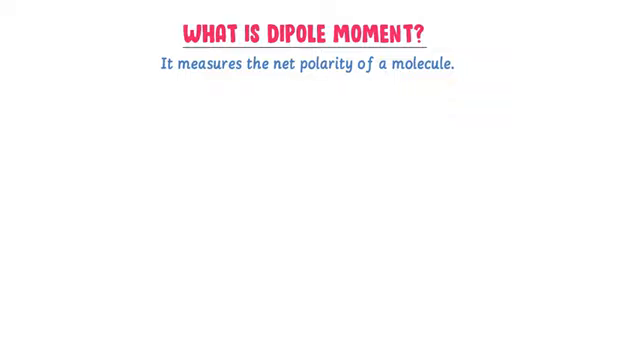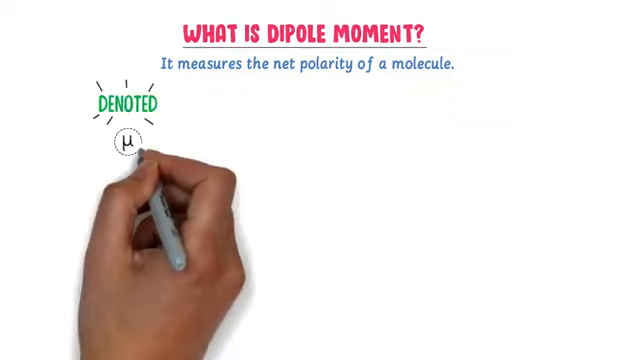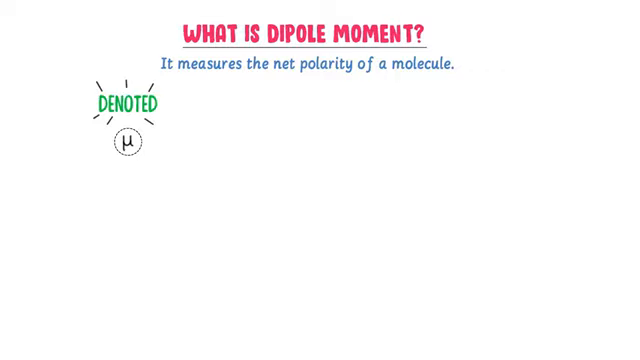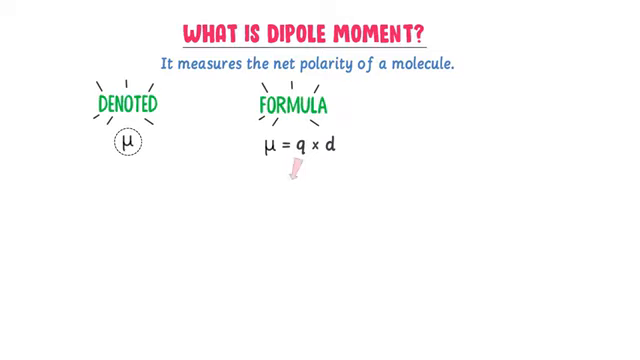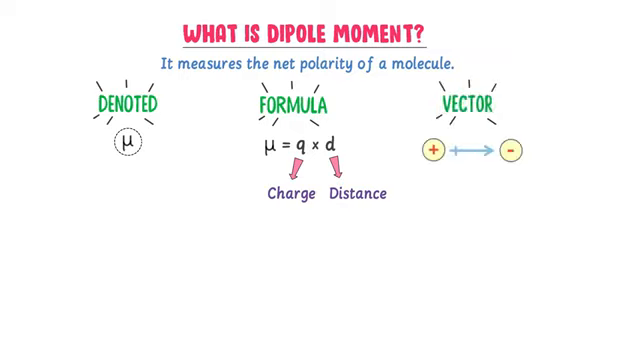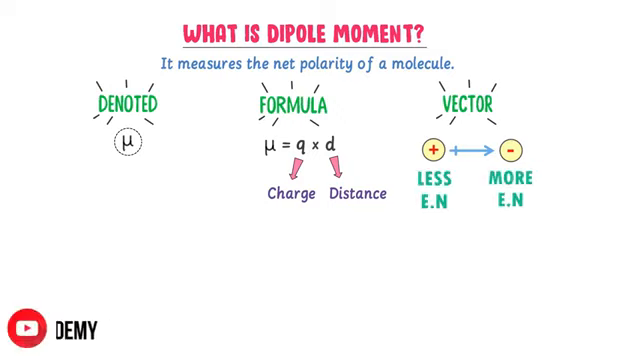Note it down that dipole moment is denoted by the Greek letter mu. Its formula is mu equals Q times D, where Q is the charge on an atom and D is the distance between atoms. Also remember that dipole moment is a vector quantity. Its direction is always from positive charge to negative charge, or we can say from the less electronegative atom towards the more electronegative atom.